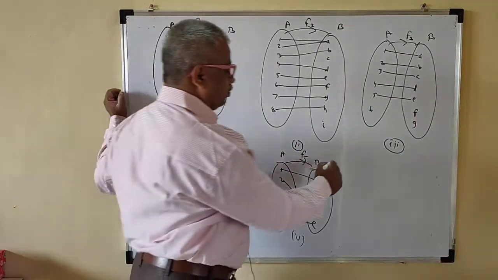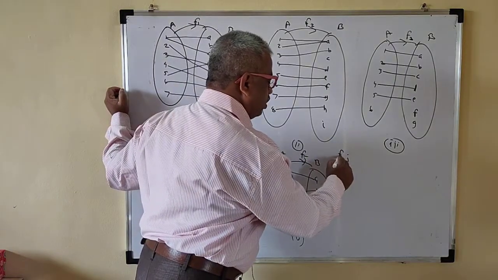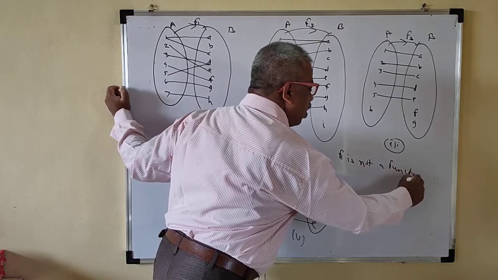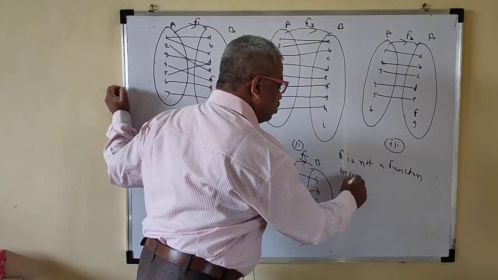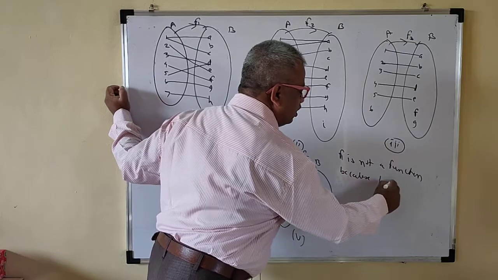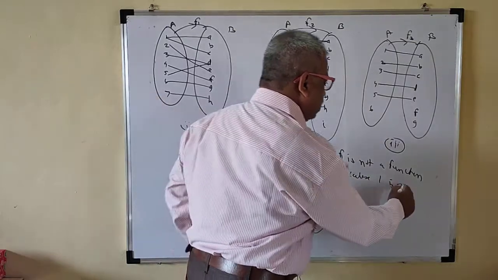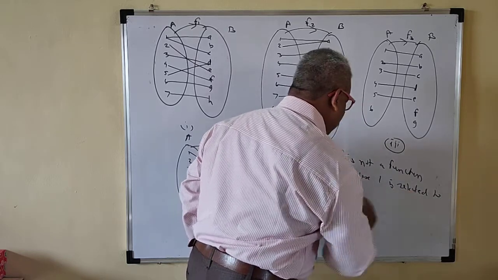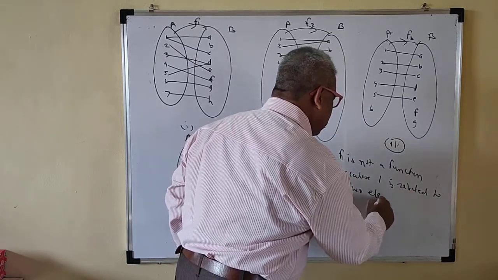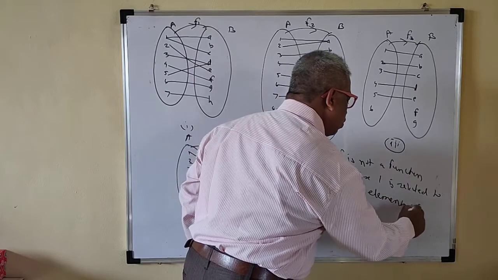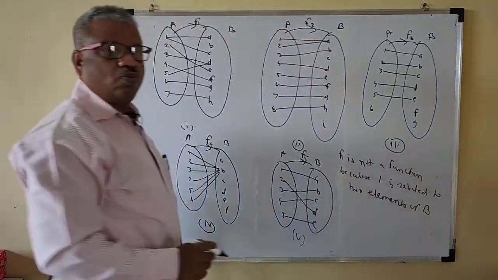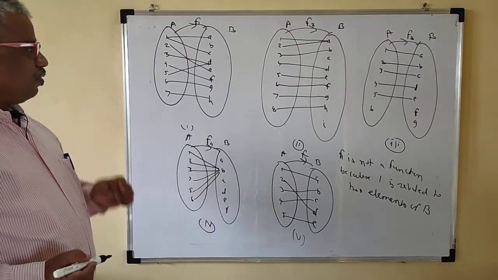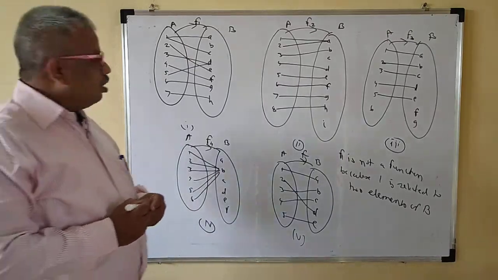F1 is not a function. Why? Because 1 is related to two elements of B. So that means what? 1 is not related to one and only one element of B. So therefore it is not a function. F1 is not a function.